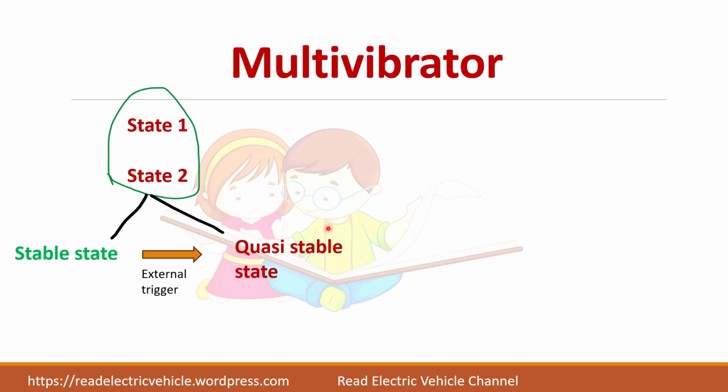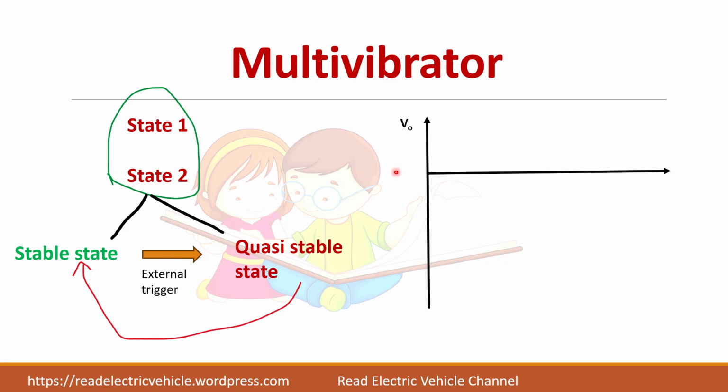But if the output is in quasi-stable state, quasi-stable means it is like a temporary position. So it will be in this state for only a particular period and after that it automatically changes to another state. So let us see with the waveform. Initially let us assume that the output voltage V0 is stable or in a high position, that is said to be a stable position.